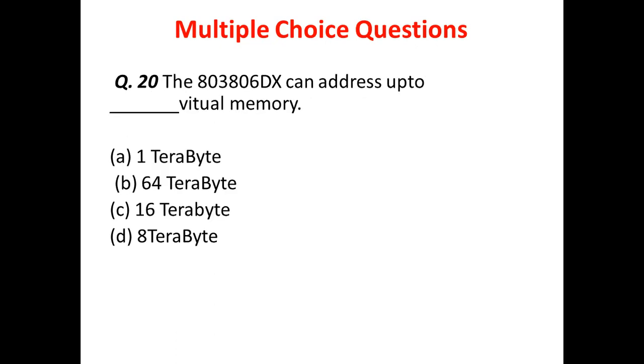The 80386DX can address up to the virtual memory. So the 80386 can address virtual memory up to 1 terabyte. Second option is 64 terabytes. Third option is 16 terabytes. Fourth option is 8 terabytes.